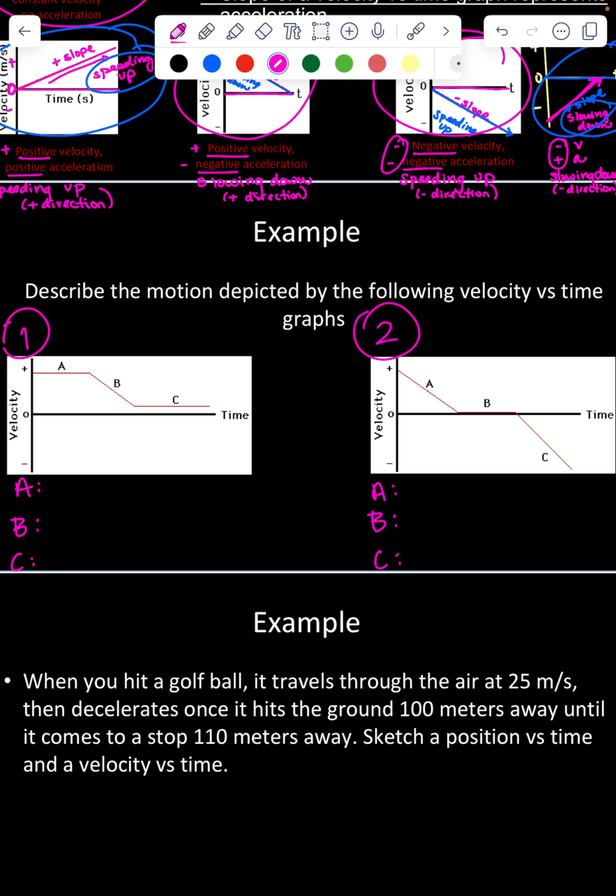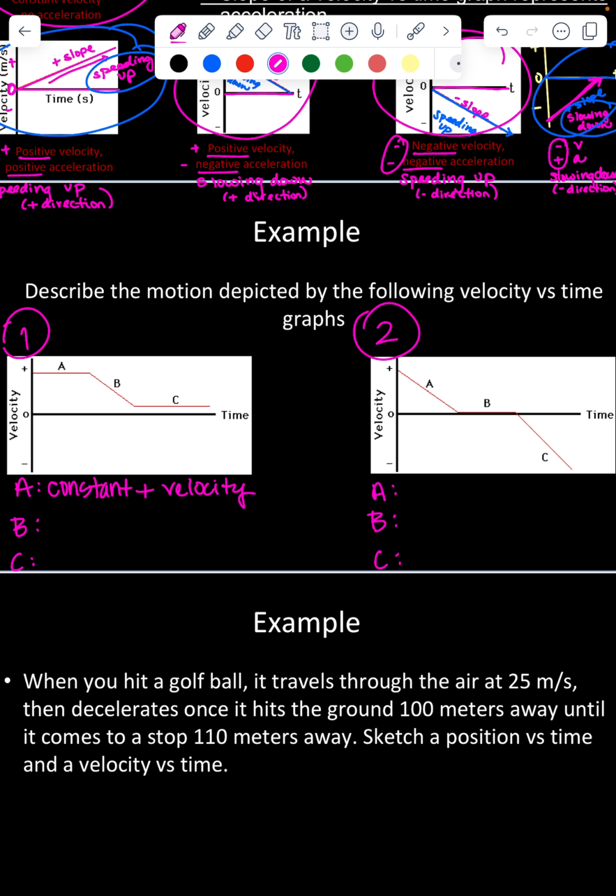All right, so if we're looking at graph 1, look at A. What type of line do you see on segment A? Hopefully, your brain is processing that we see a straight horizontal line that is above 0. A straight horizontal line above 0 means that I have a constant positive velocity. All right, now B is definitely not constant.